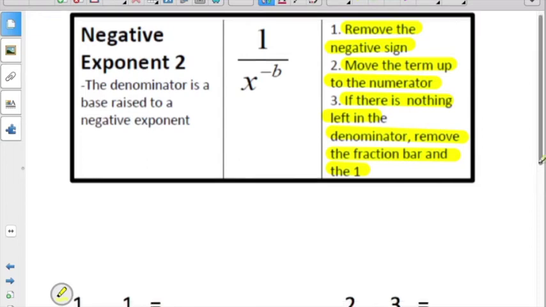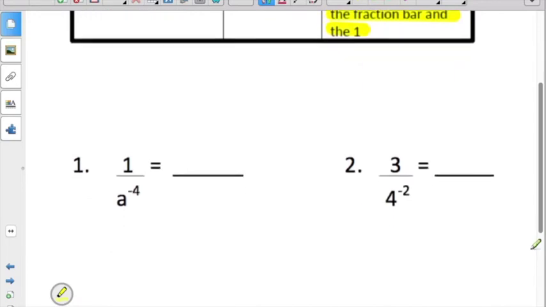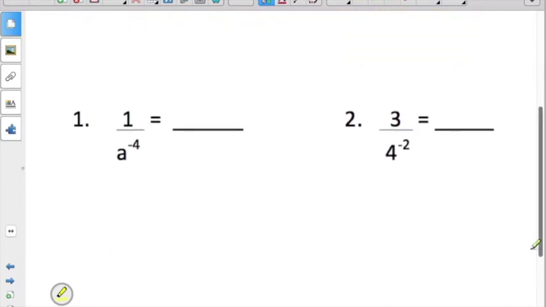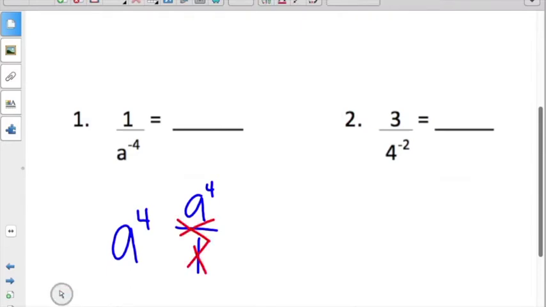So our first example, number 1, is 1 over a to the negative 4th power. So we're going to remove the negative, a to the 4th power, and we're going to move it to the numerator. So it becomes a to the 4th over 1, because we have nothing for a denominator. In that case, we do not need to write the fraction bar or the 1, so it's just going to remain a to the 4th.